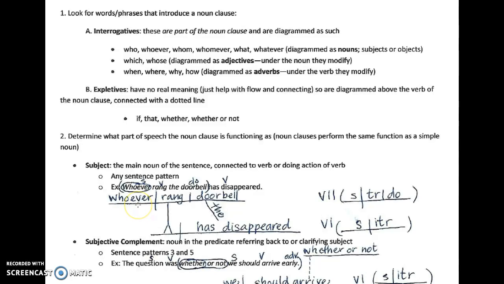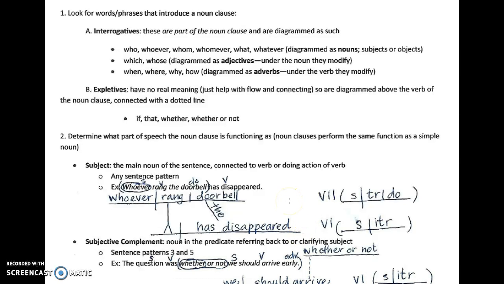So whoever is diagrammed as a noun. We have the verb rang, direct object, doorbell. This whole thing is our noun clause functioning as the subject. So it goes on a pedestal in that subject slot of our diagram, and then we just finish diagramming the sentence.